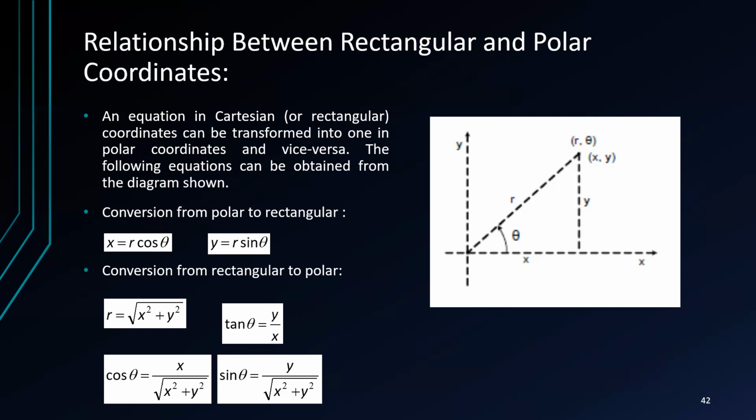Conversion from rectangular to polar, we have so r is equal to the square root of x squared plus y squared. Then tangent theta is equal to y over x. Cosine theta is equal to x over the square root of x squared plus y squared. Then sin theta is equal to y over the square root of x squared plus y squared. So ano yung radius mo with theta, makukuha mo yung x.